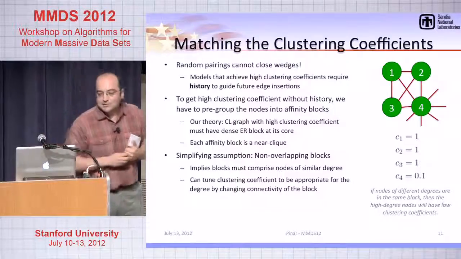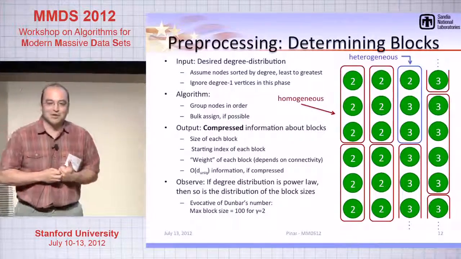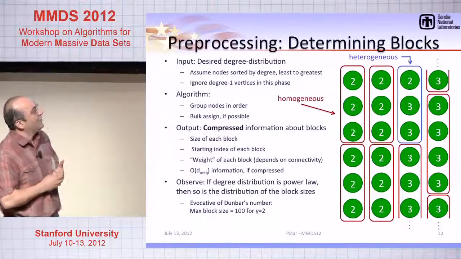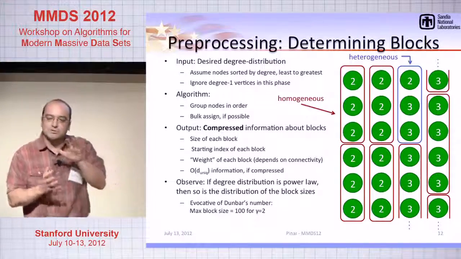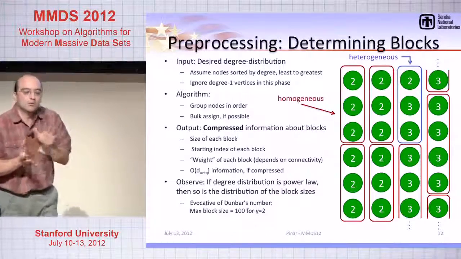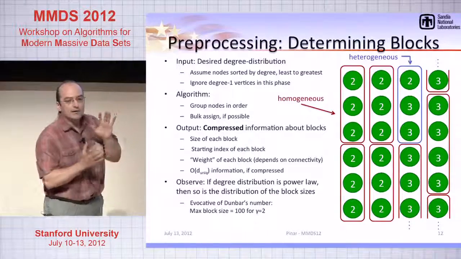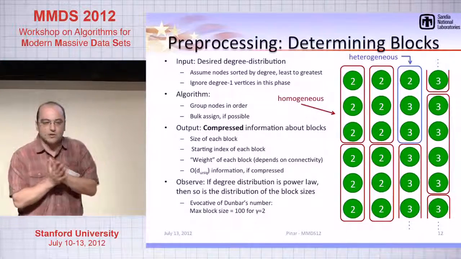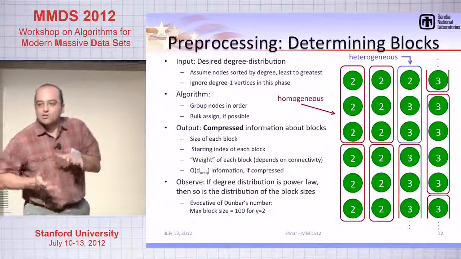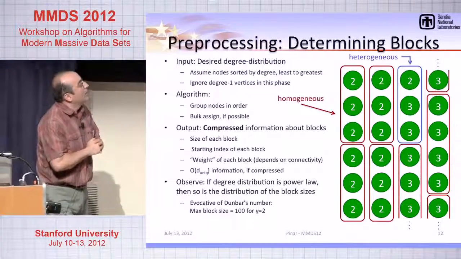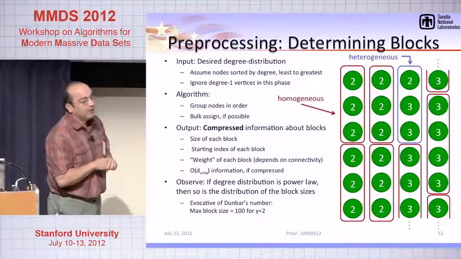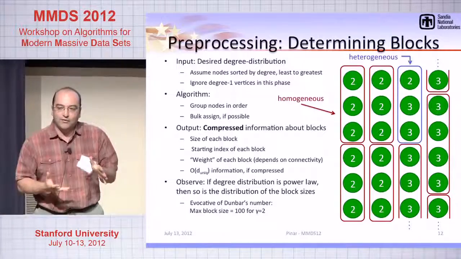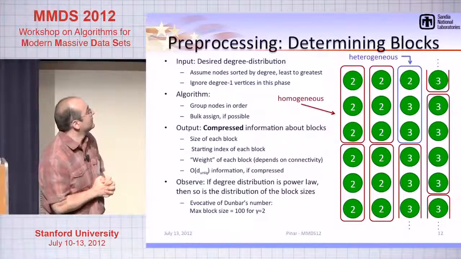And what we did is we took it to an extreme. For convenience, we put all these vertices of the same degree into the blocks. Not exactly, they don't have to be of the same degree, but they're all close in degree. So we form the affinity blocks from vertices of similar degree.